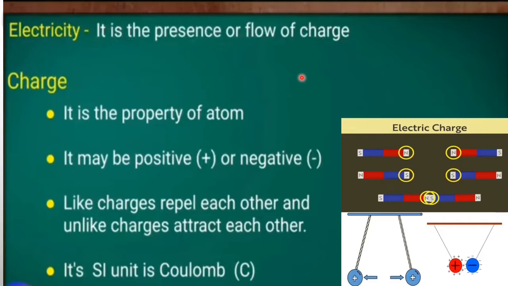Then, what do you mean by charge? Charge is a property of atom. You all know an atom consists of protons, neutrons and electrons. So charge is nothing but a property of atom. It may be positive or negative. Positive is represented with the plus sign and negative with a minus sign. Then the third point is like charges repel each other and unlike charges attract each other.